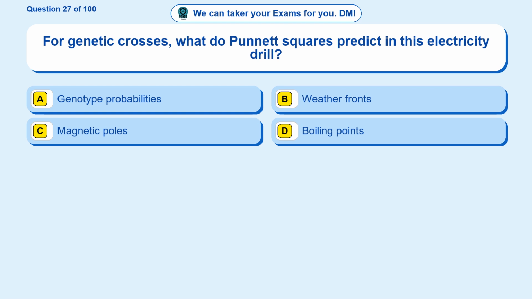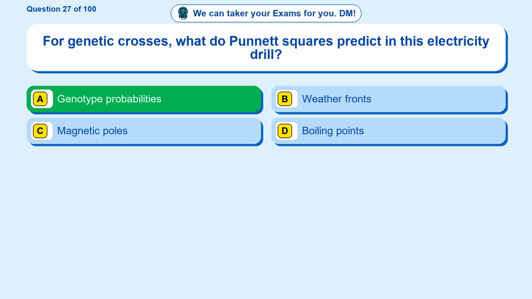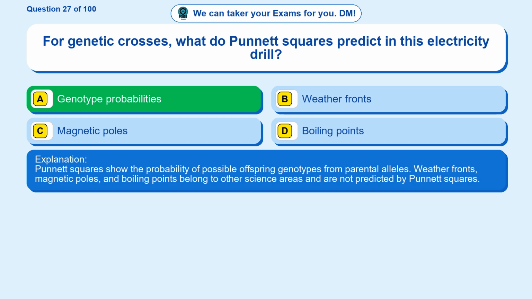Question 27. For genetic crosses, what do Punnett squares predict in this electricity drill? Option A, genotype probabilities. Option B, weather fronts. Option C, magnetic poles. Option D, boiling points. The correct answer is option A, genotype probabilities. Punnett squares show the probability of possible offspring genotypes from parental alleles. Weather fronts, magnetic poles, and boiling points belong to other science areas and are not predicted by Punnett squares.